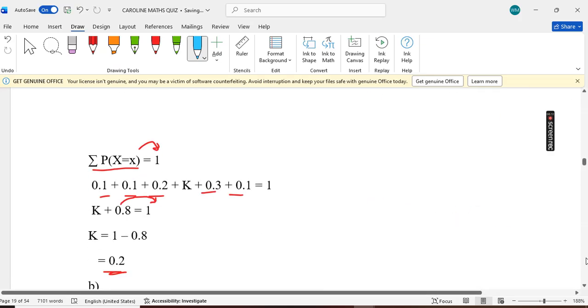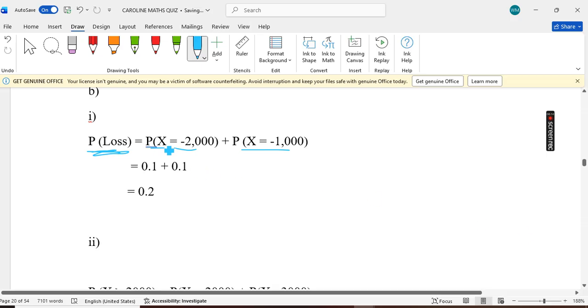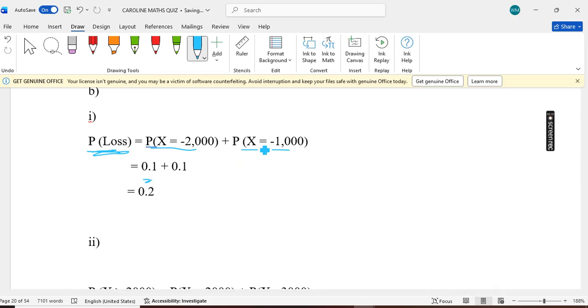So we put it like this. Probability of making a loss of 2,000 is 0.1. Probability of making a loss of 1,000 is 0.1. So 0.1 plus 0.1 equals 0.2, which is telling us the probability of making a loss if you invest in the airtime vending business is 20%.